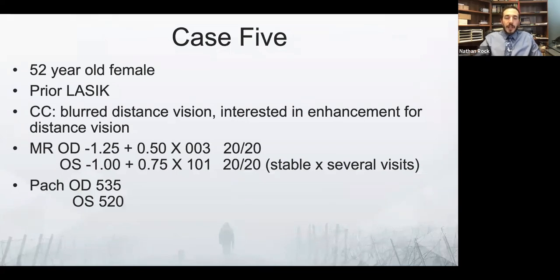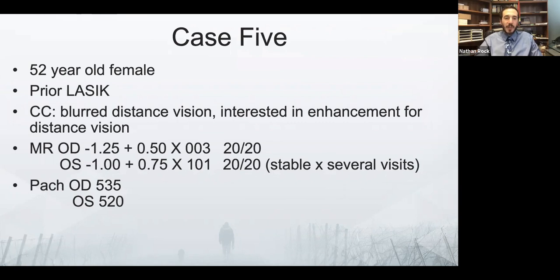All right, case 5 is a 52-year-old female with prior LASIK. Their complaint is blurred distance vision. They are interested in enhancement. The refraction was stable over many visits, correcting to 20/20. The patient was very insistent they wanted an enhancement. This is minimal refractive error, and if they would have been happy with glasses or contacts, that would be great. But if they want the enhancement, we watch it. Dry eye was ruled out.